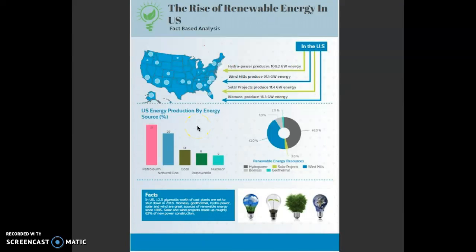Hi team, here is my justification for the design choices I made when creating the infographic about the rise of renewable energy in the United States. The infographic is composed of 3 sections, and I have followed the principles of proximity, alignment, similarity, contrast, and color theory. The first section is based on facts, and I followed the contrast principle and color theory to differentiate the main points and make them easy to read for the readers.